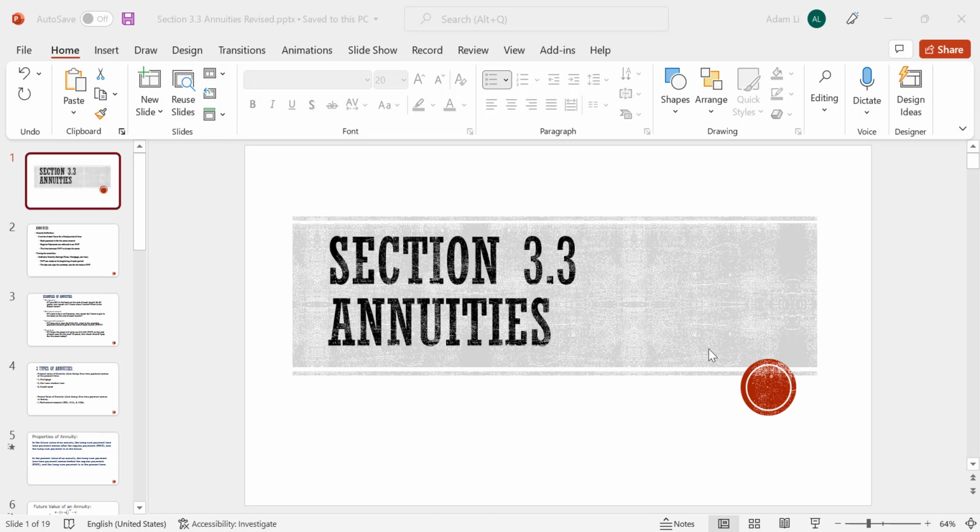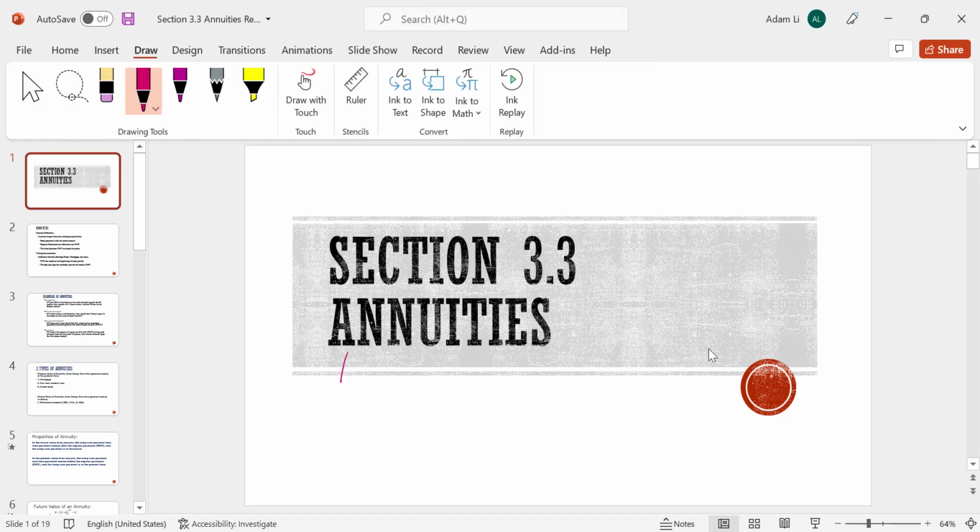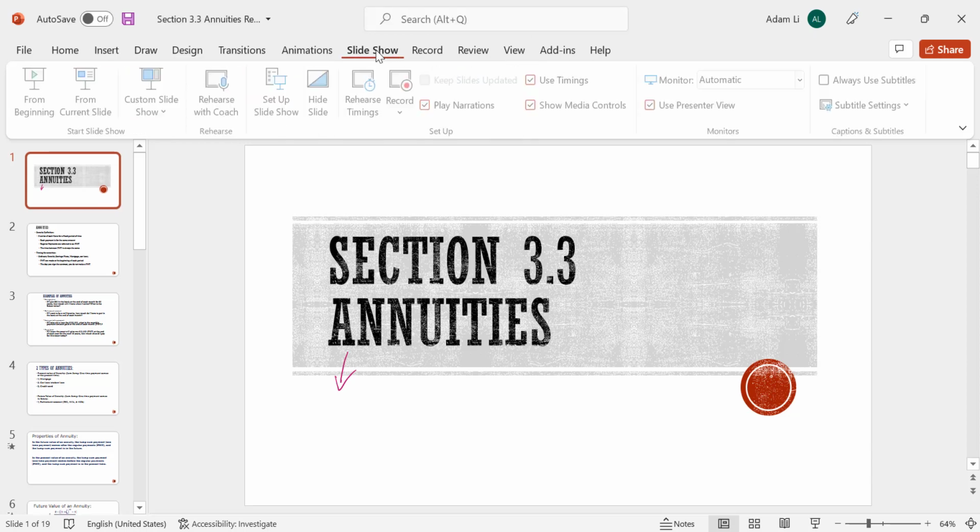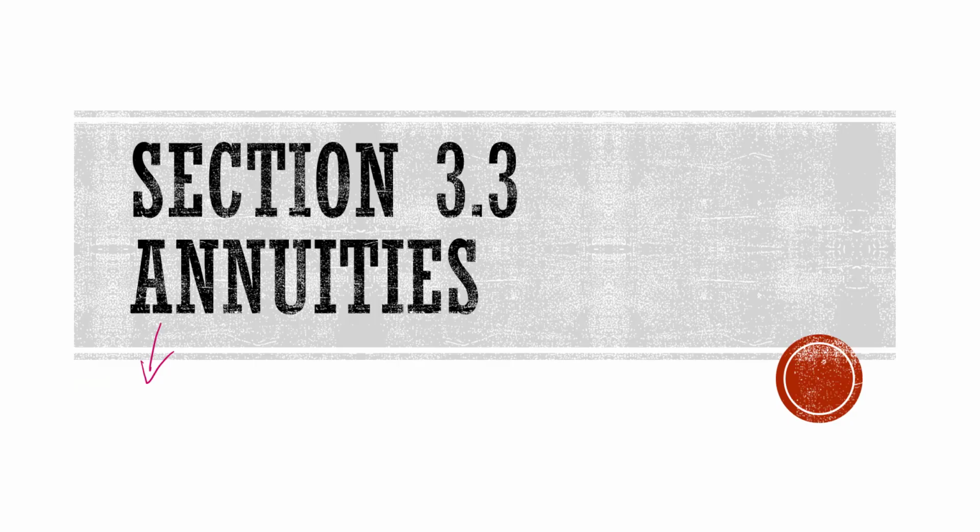Okay, so let's take a look at section 3.3 on annuities. This is a new term, annuity. Any typical annuity has two important elements. First element is regular payment. Second one will be the lump sum payment.